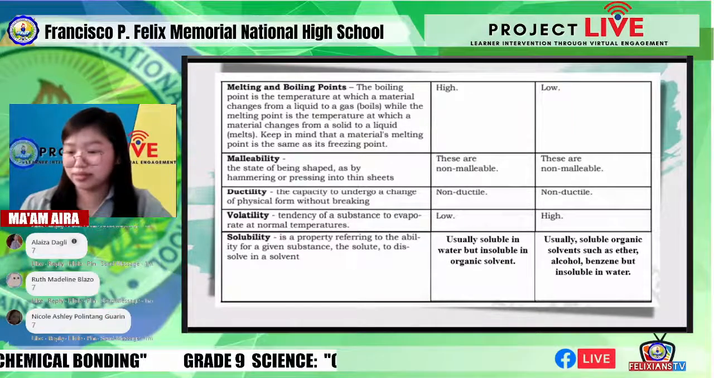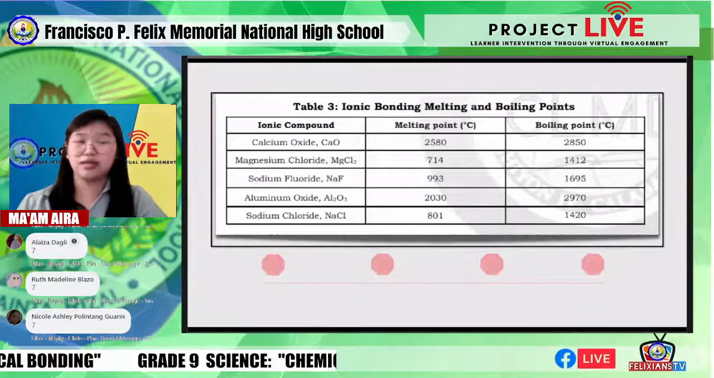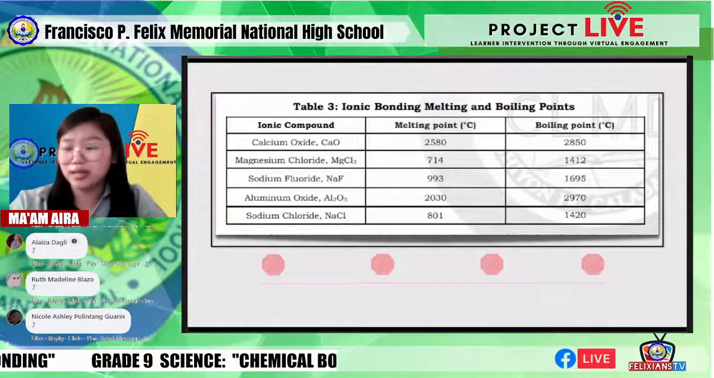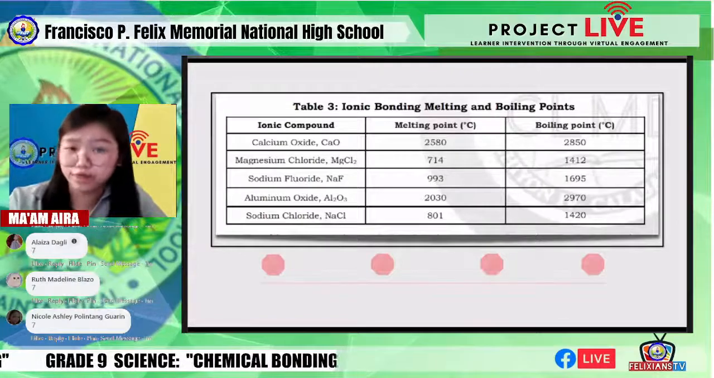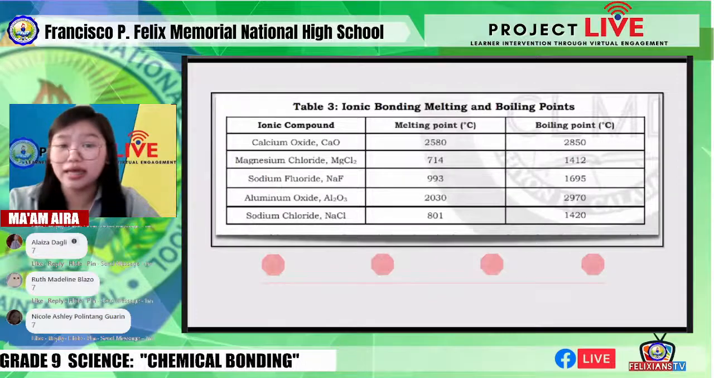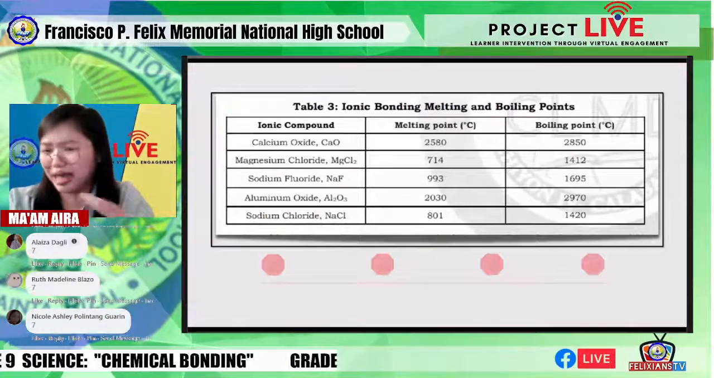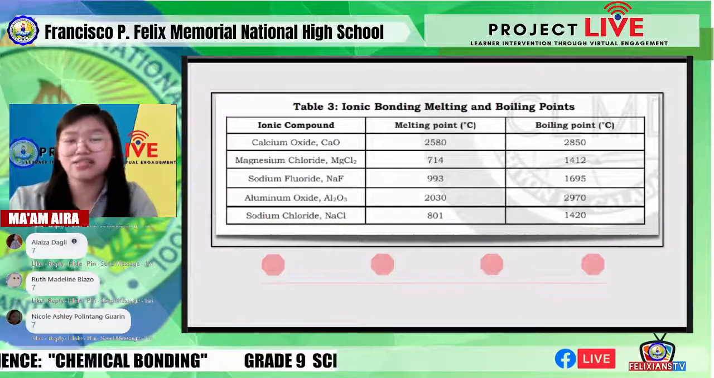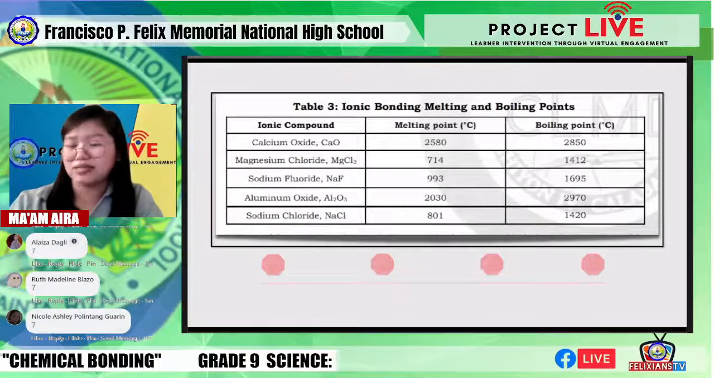Thank you. Okay, let's proceed with table number 3. For table number 3, this pertains to the melting and the boiling point of the ionic bonding. I have a question for you. What can you observe when it comes to the melting and boiling point of these ionic compounds? Is it high or low? Please type in your answers on the chat box or the comment box below. Is it high or low?